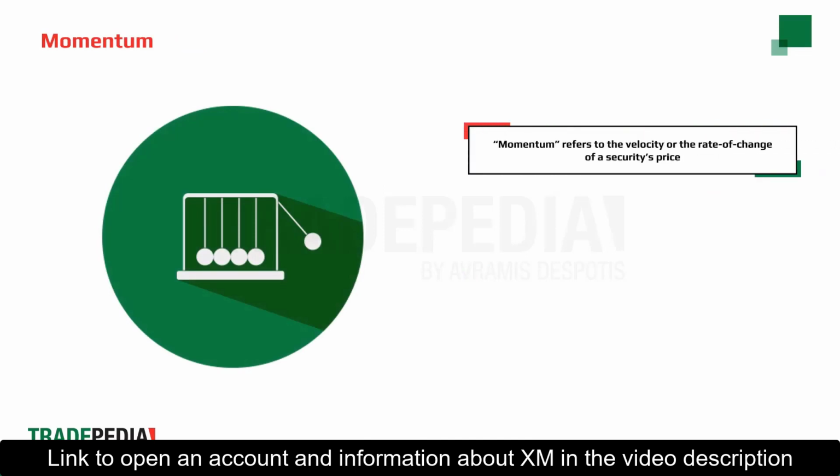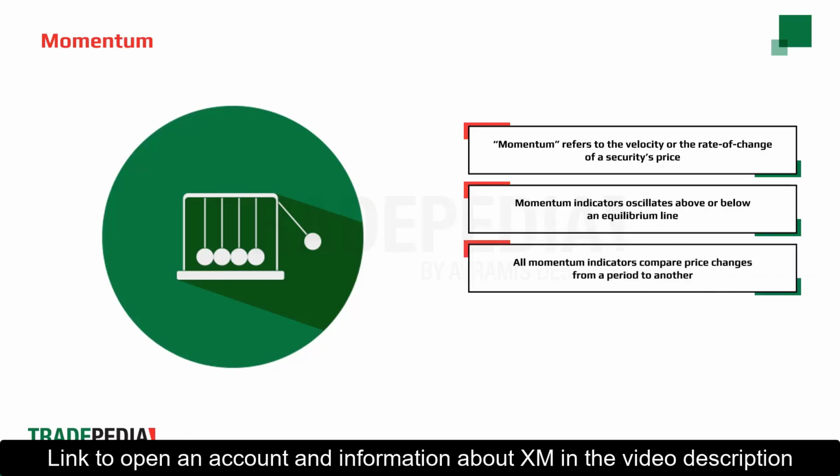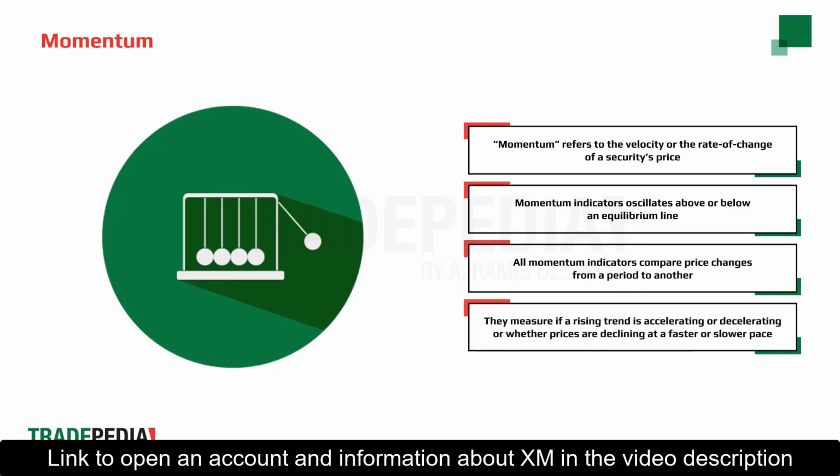Momentum refers to the velocity or rate of change of a security's price. Momentum indicators are referred to as oscillators because they oscillate above and below the equilibrium line. All momentum indicators compare price changes from one period to another. These indicators measure whether a rising trend is accelerating or decelerating, or whether prices are declining at a faster or slower pace.